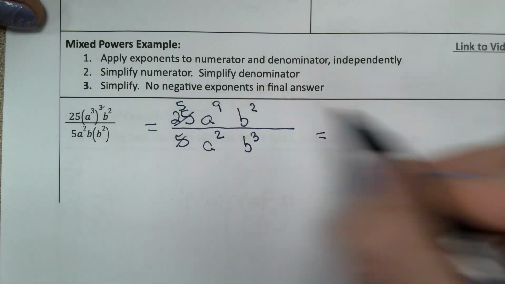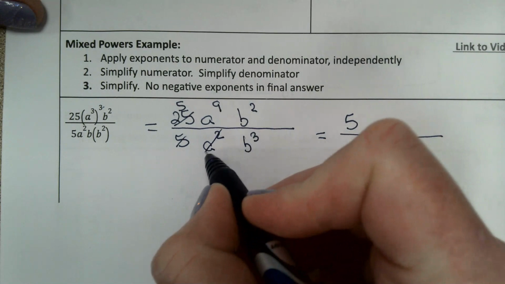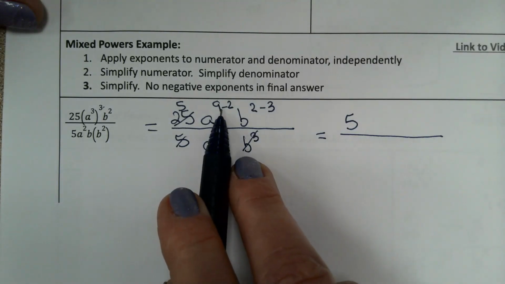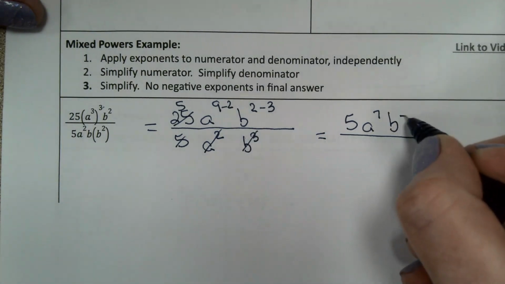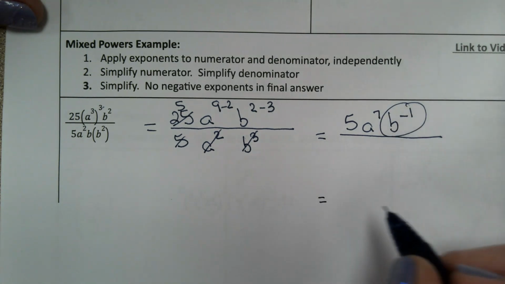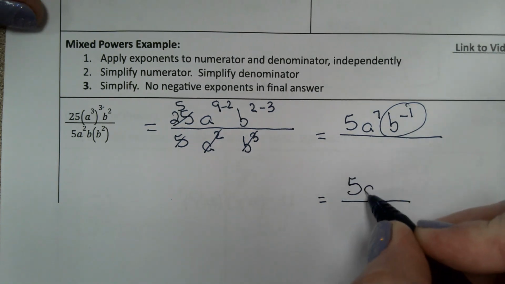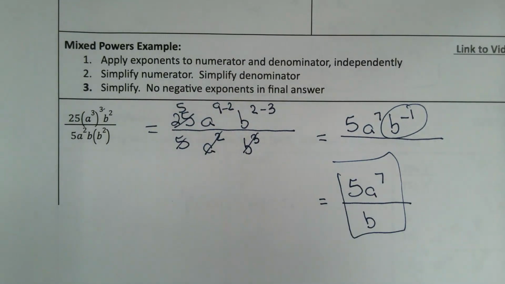25 divided by 5 is 5, so that's going to give me a 5 in the numerator. When you divide variables, you subtract exponents. So 9 minus 2 is 7, so you have a to the 7th, and 2 minus 3 is negative 1. Well, you're not allowed to have a negative exponent, so we're going to have to send that one down to the denominator. So you have 5a to the 7th in the numerator and just a b left in the denominator.